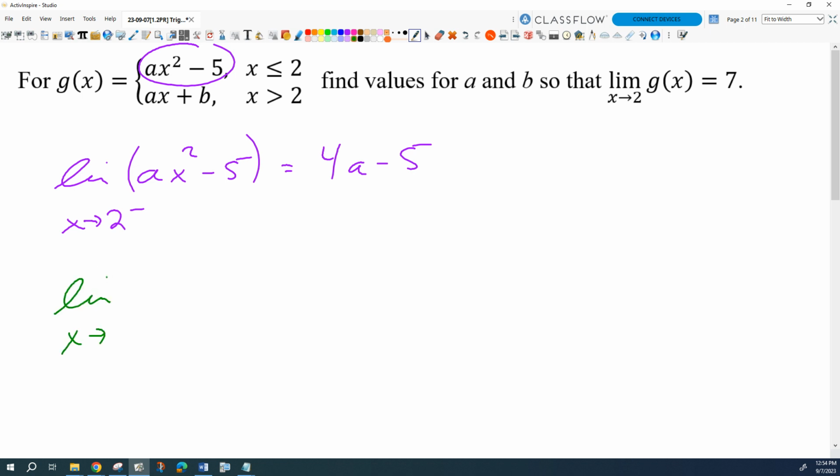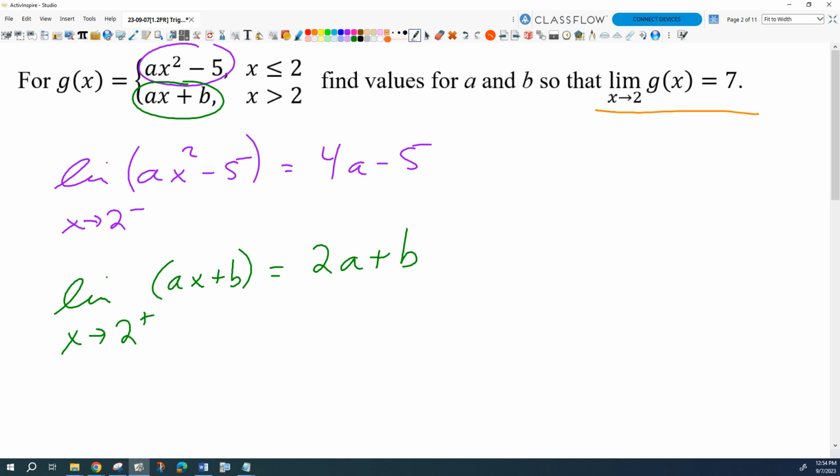What's the limit of our function as x approaches 2 from the right? Well, which piece am I going to be using there? Bottom piece. Okay, so it can be that part. So I'm taking the limit of ax plus b. If I evaluate that directly, what do I get? 2a plus b. And we know that the limit is equal to 7. So both of the one-sided limits have to equal 7, right?